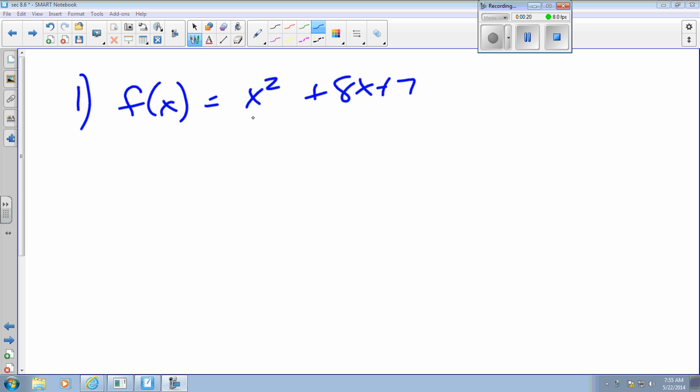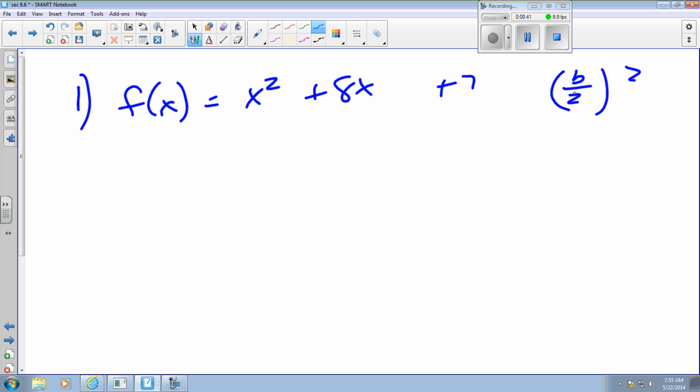So first thing I'm going to do is move this plus 7 over here. And remember, we can either move it over here or we can move it to the other side. Of course, if you move it to the other side, it has to be the opposite. And then I'm going to do b over 2 squared to both sides.